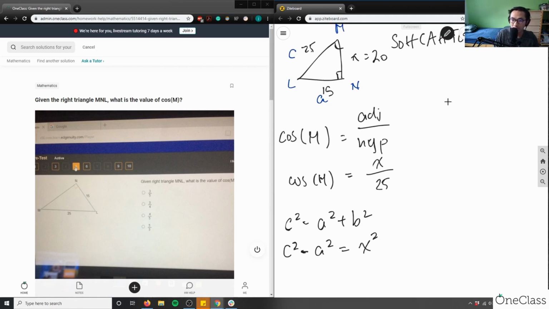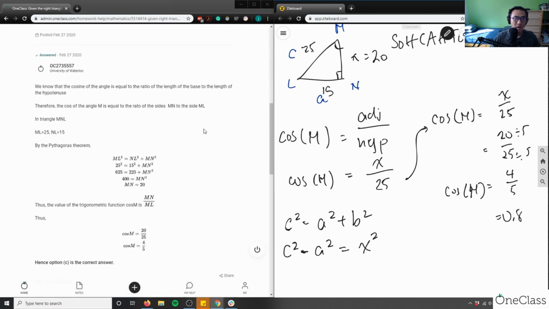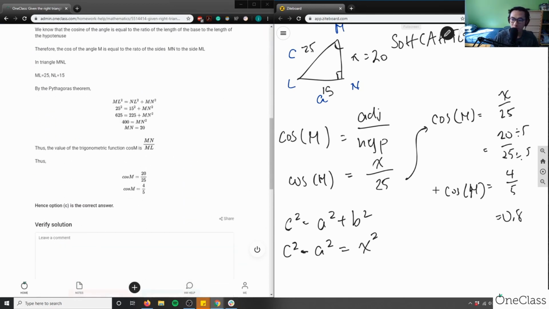Which means now I can solve this problem here, right? Because if I know X equals 20, cos M would equal X over 25, so 20 over 25. I can reduce these terms by dividing the numerator and the denominator by the greatest common factor, which is 5. 20 divided by 5 is 4, and 25 divided by 5 is 5. So the answer is cos M equals 4 over 5, or 0.8. In this case, it would be C as our answer. And lo and behold, cos M equals 4 over 5.